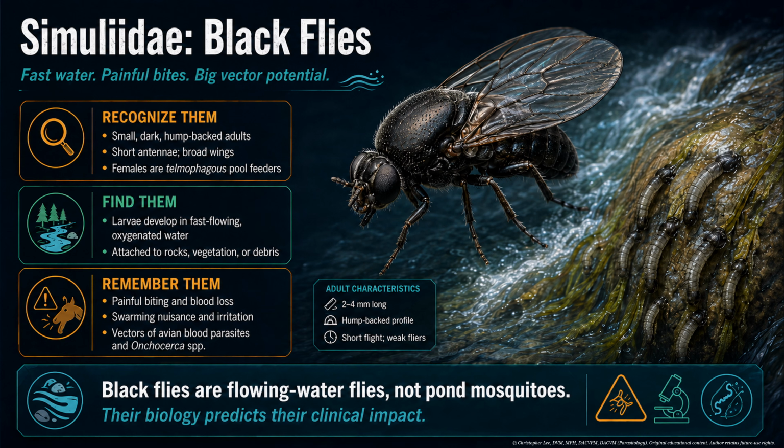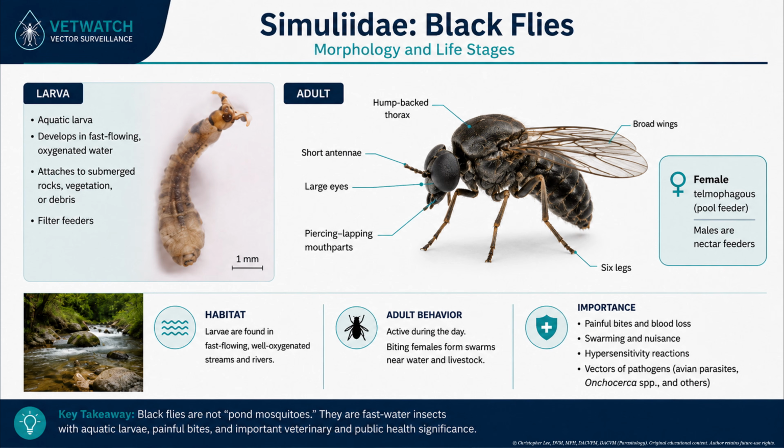The black fly pattern is fast water, painful daytime biting, swarms, and vector potential. Bottom line, black flies are not simply tiny mosquitoes. Their ecology predicts their clinical impact. This image gives us practical identification features.